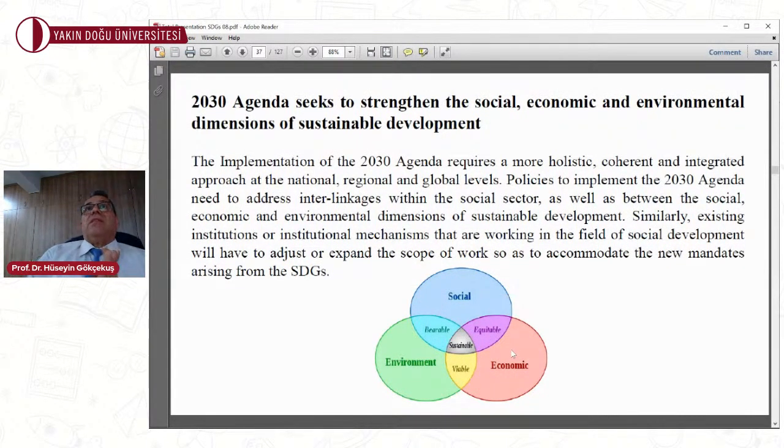The implementation of the 2030 agenda requires a more holistic, coherent, and integrated approach at the national, regional, and global levels. Policies to implement the 2030 agenda need to address interlinkages within the social sector, as well as between the social, economic, and environmental dimensions of sustainable development. Similarly, existing institutions or institutional mechanisms that are working in the field of social development will have to adjust or expand the scope of work so as to accommodate the new mandates arising from the SDGs.